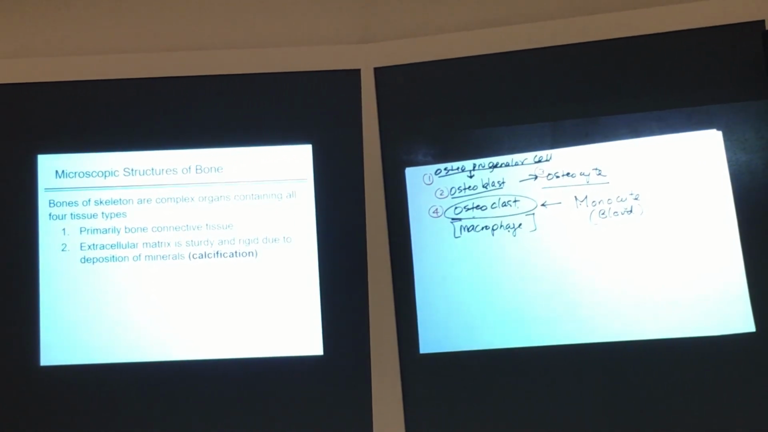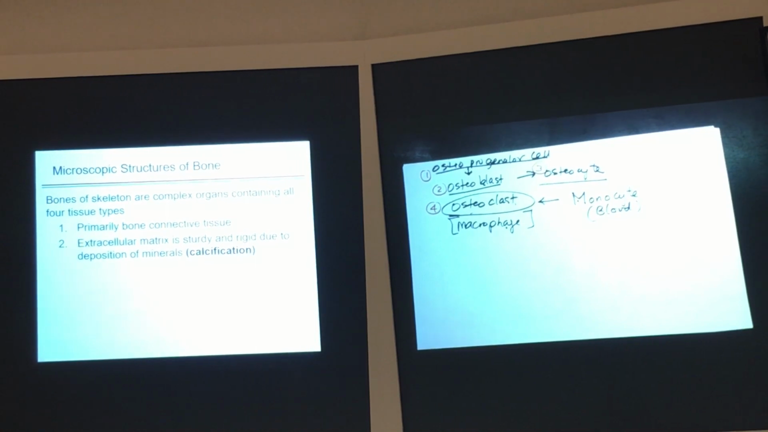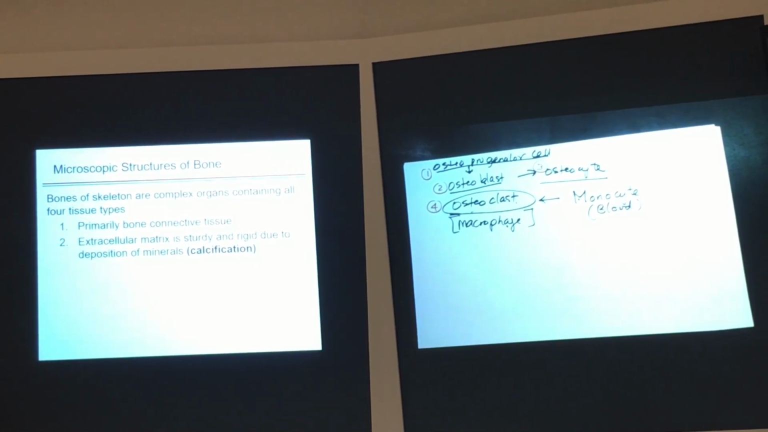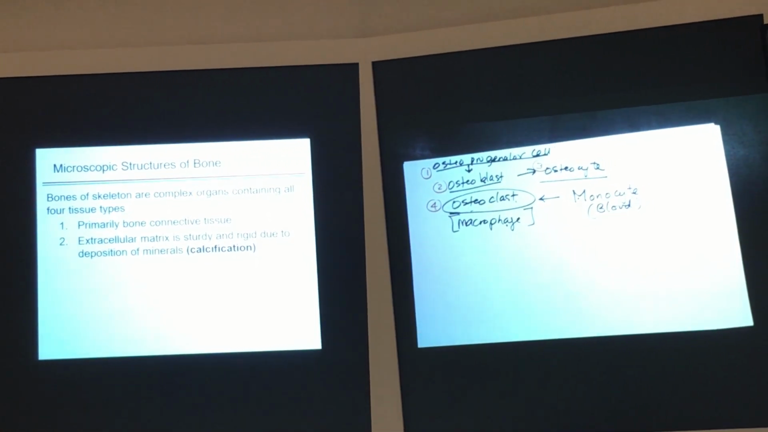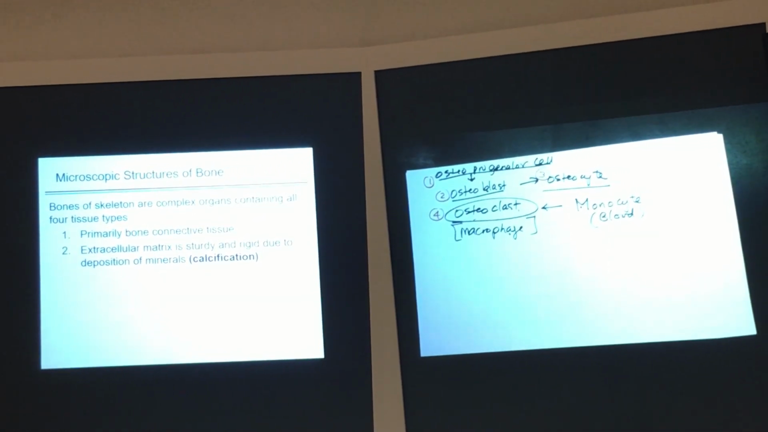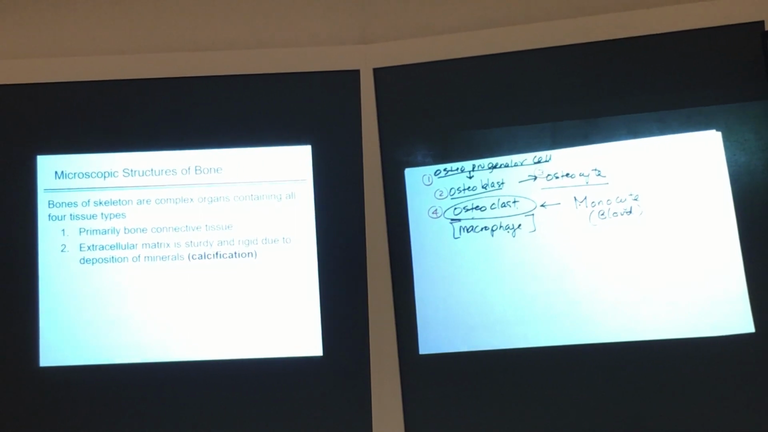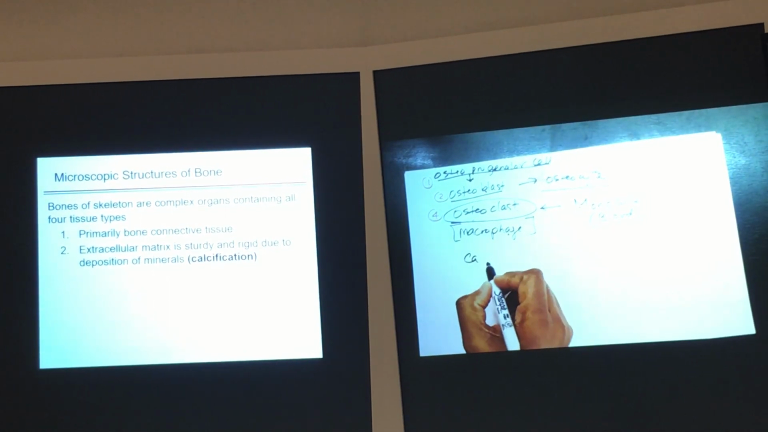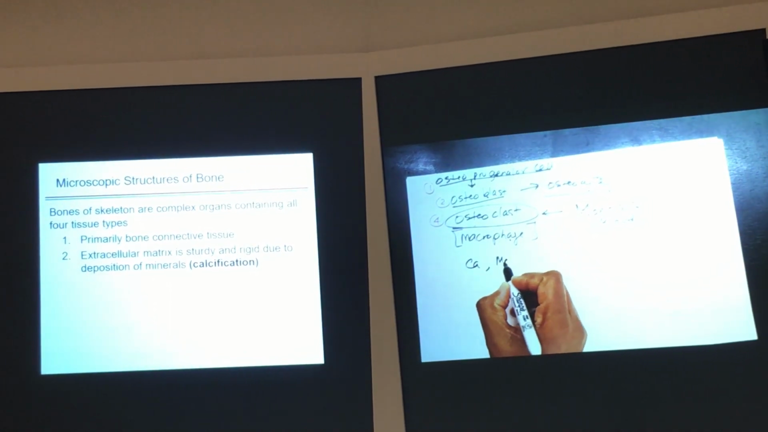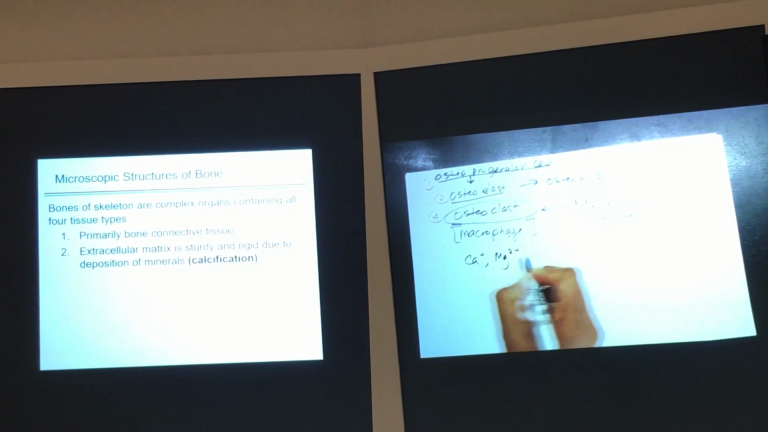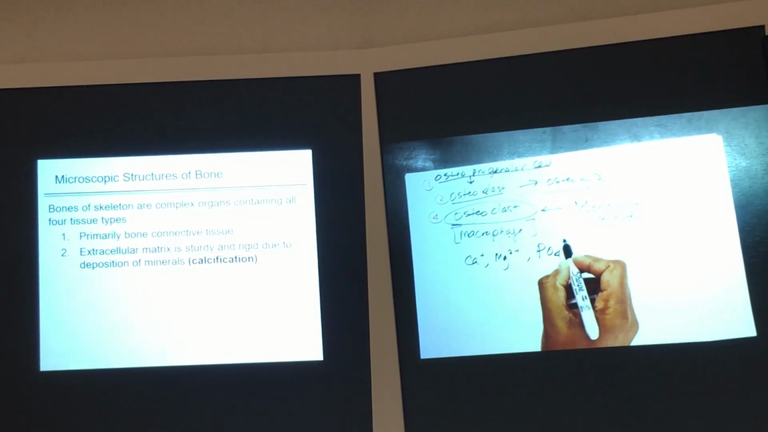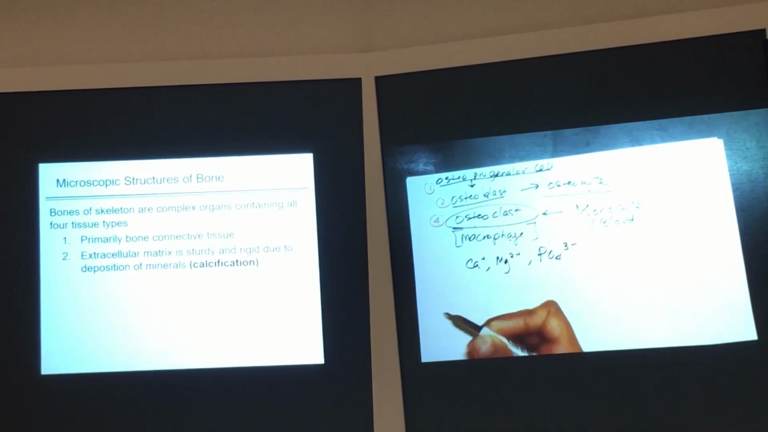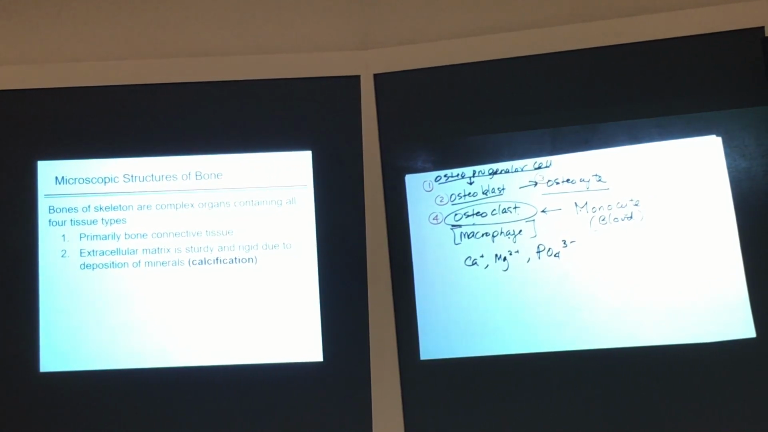When we see the microscopic structure, the bone has a connective tissue, and like any connective tissues, it's got extracellular matrix, which is rich due to the deposition of minerals. So there is mineral, especially calcium, magnesium, phosphate. These are the minerals that are stored in the bone.